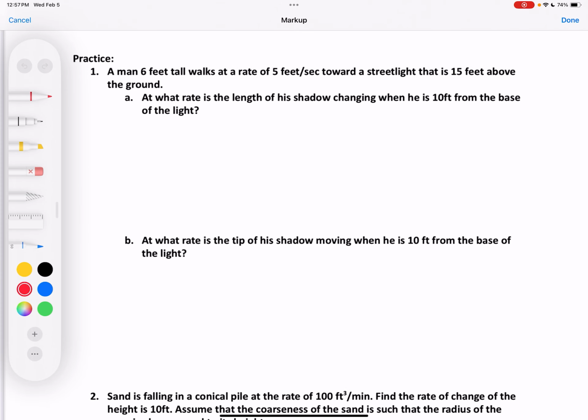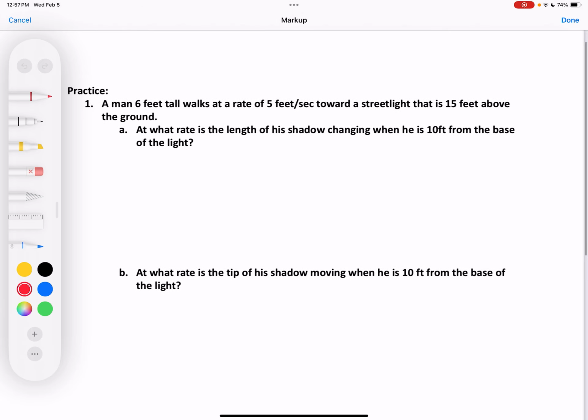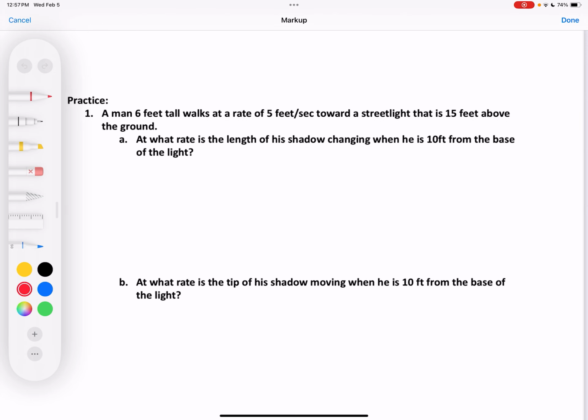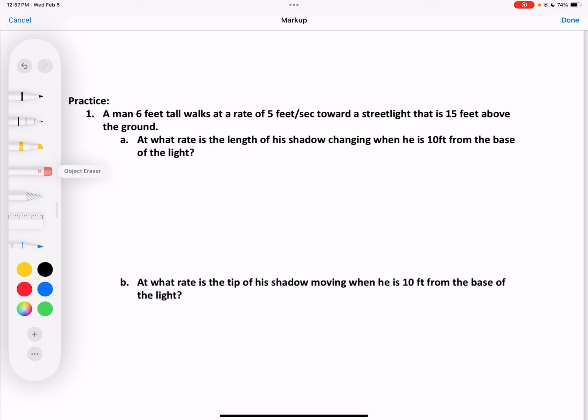All right, so we've got a man that is 6 feet tall, and he walks at a rate of 5 feet per second toward a street light that is 15 feet above the ground. So basically, I would prefer my street light be straight with the ground.